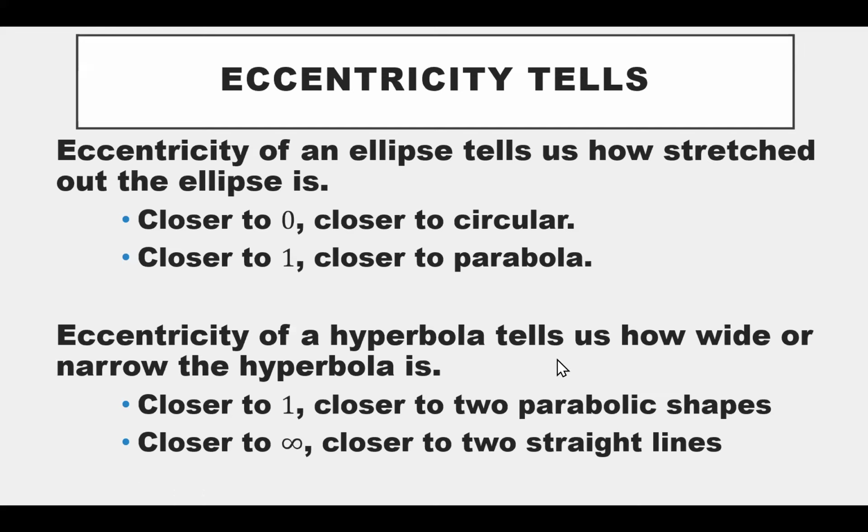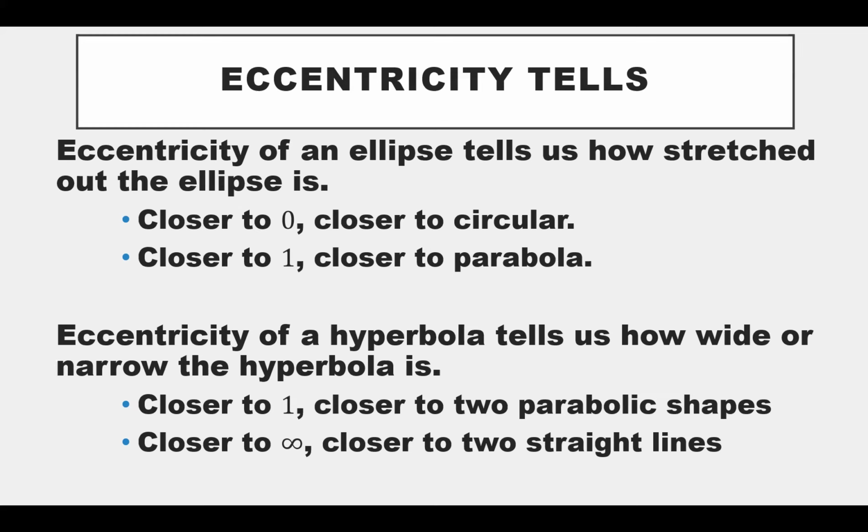So that's what I mean by what the eccentricity tells us. With an ellipse, the closer the eccentricity is to 0, the closer we get to circular. The closer it is to 1, the more stretched out it is. With a hyperbola, the closer to 1, the closer we look like 2 sharp turns. The closer to infinity means that the 2 turns are more straight line looking.